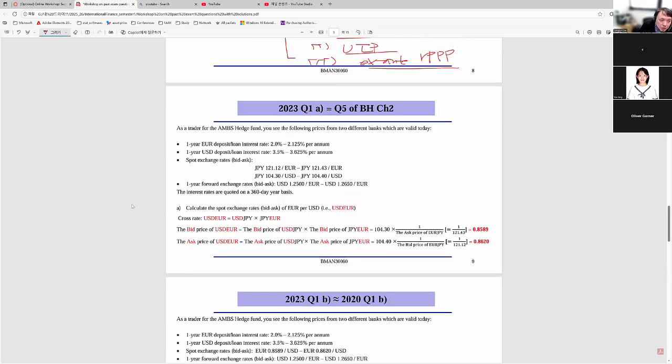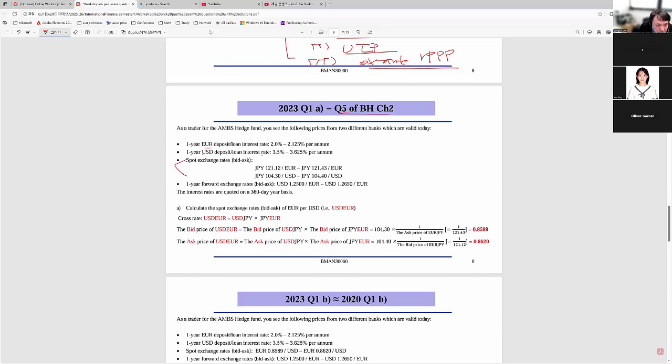Anyway, so that was section A of the 2020 exam questions. Now we can think about section A of the 2023 exam questions. The first question is based on question 5 of the Baker-Hardwick chapter 2. So, first practice question: euro deposit bid and ask rates are given. Dollar bid and ask rates are given.